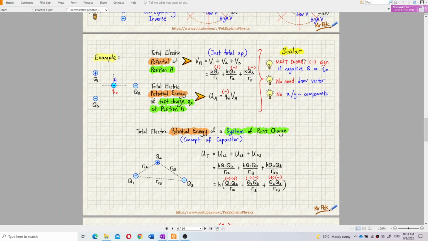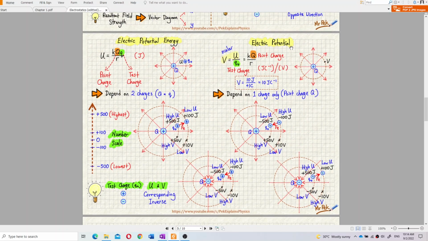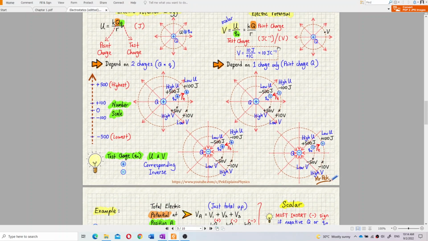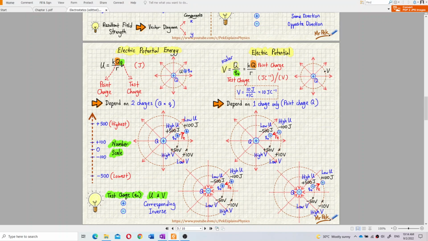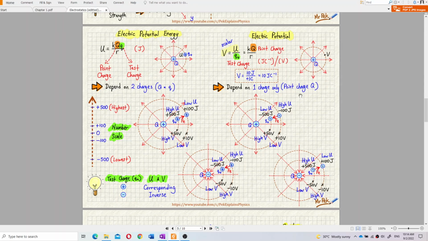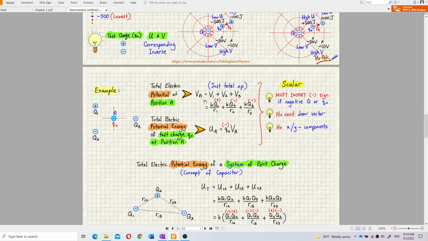An important thing to note here is that electric potential is a scalar quantity, because it is potential energy over charge, energy per unit charge. So for adding up scalar quantities, you need to insert a negative sign for the charge if it is a negative charge. Like you see, Q2 and Q3 are negative charges, so you need to insert the negative sign.